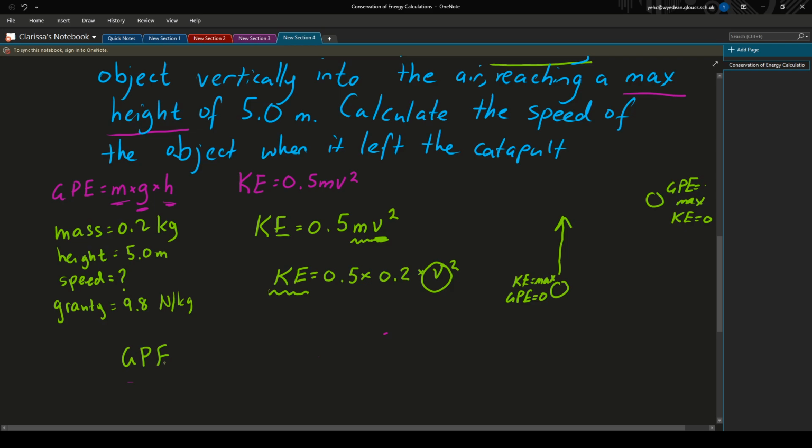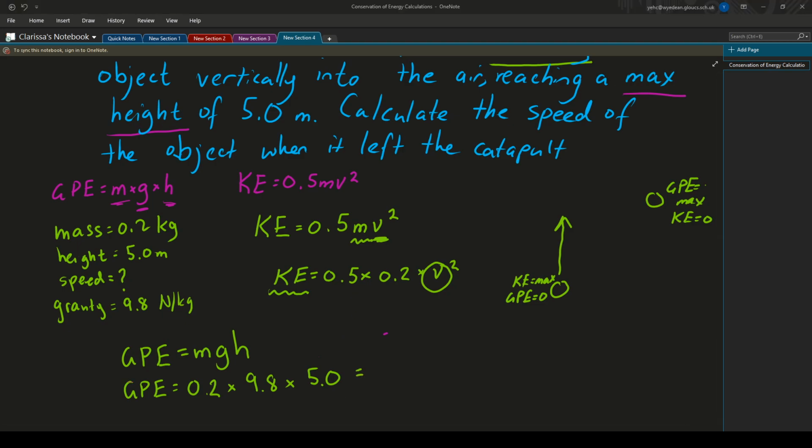So once again, I write out the formula, and then I substitute things in from my list. Write out the formula first, then insert values. GPE, I don't know that yet. My mass is 0.2. My gravity is 9.8. And my height is 5.0. Then I'm going to stick that into my calculator. Let's do that all in one go. 0.2 times 9.8 times 5.